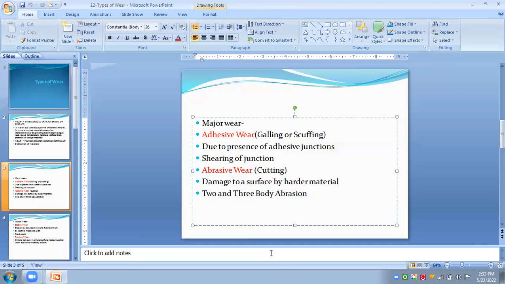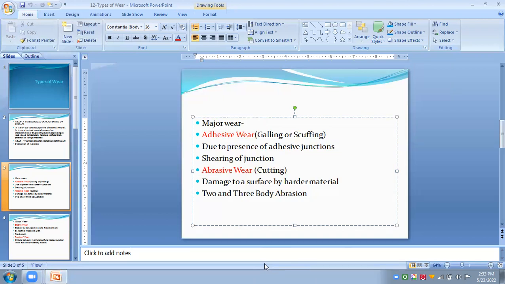And in this abrasive wear, depending upon the degree of severity, it can also be classified as gouging wear, grinding abrasive wear, and erosion abrasive wear. An example of this is the impact of dust particles on blades of turbo machinery, or operation of a fluid bed combustor. So these are abrasive wear.